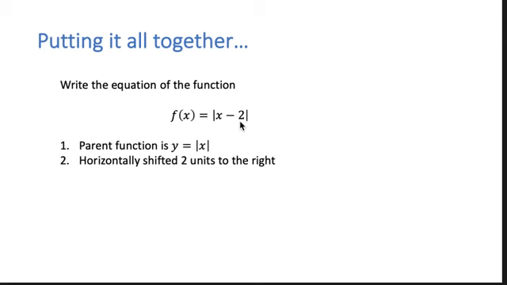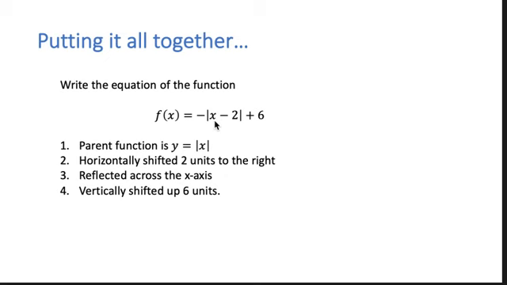And this is important, people, in the absolute value bars. And then we were told it's reflected across the x-axis. Do you have a negative sign? And then we were told it was vertically shifted up 6 units. So do you have a +6 on the outside? And that's your final answer.